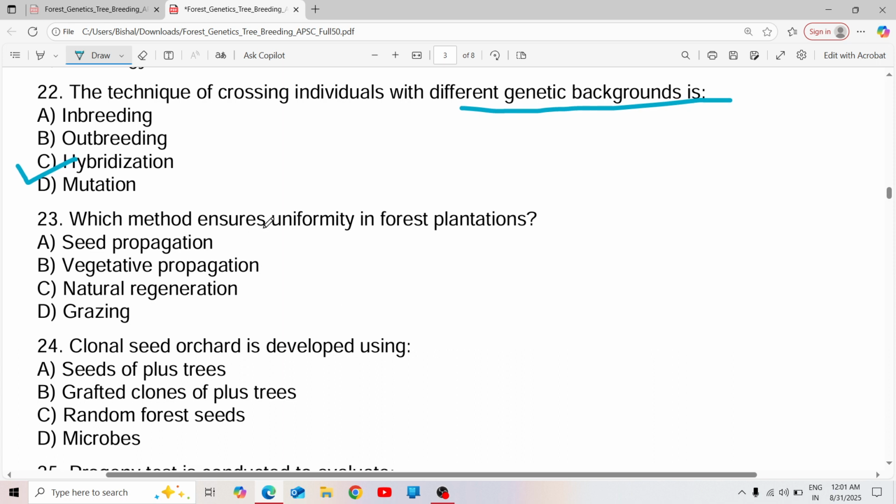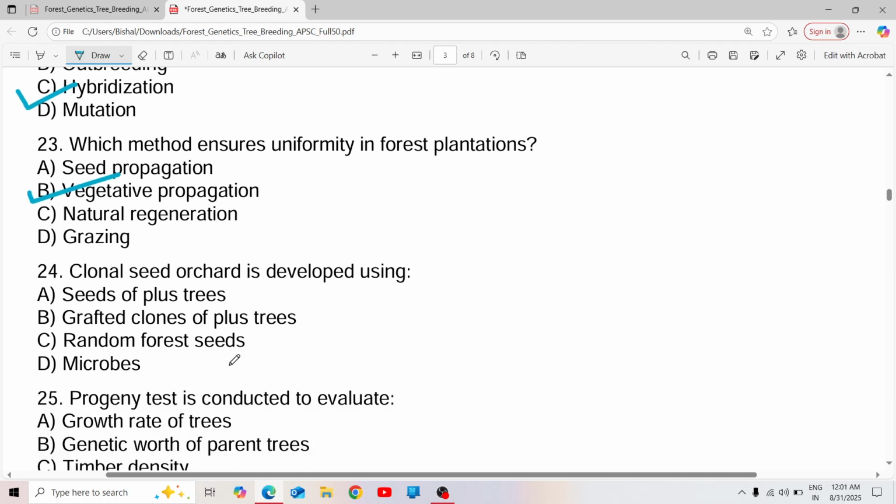Question number 23. Which method ensures uniformity in forest plantation? Seed propagation, vegetative propagation, natural regeneration, and grazing. The method that ensures uniformity is vegetative propagation.